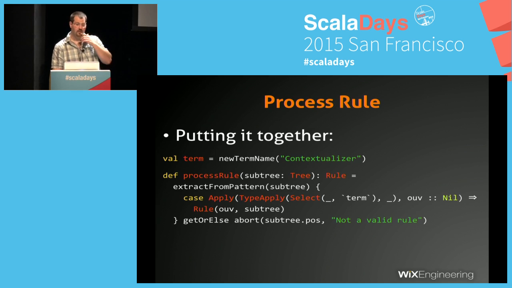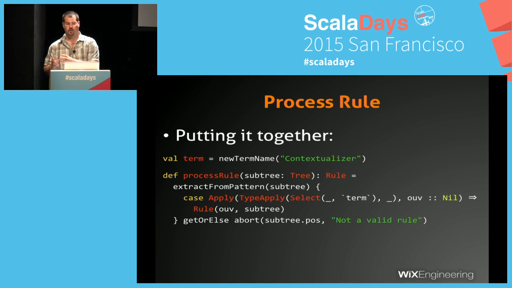So I use a second utility function called extract from pattern, which is essentially the same as the difference between collect in a normal Scala collection and find, or map as the case may be. I feed it this pattern, and then I can break my tree apart and just take in the subtrees that I'm interested in.